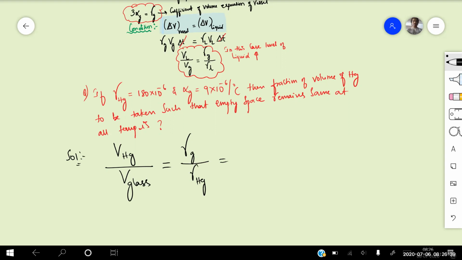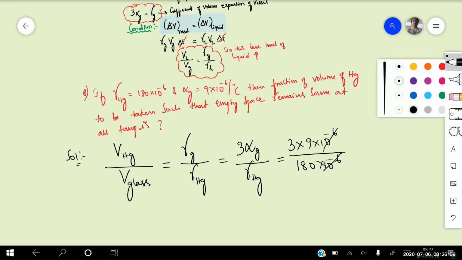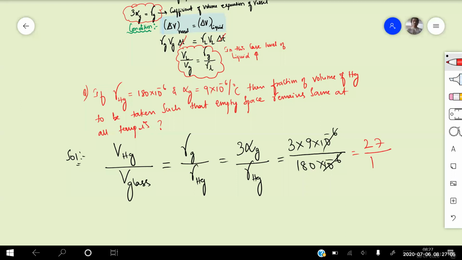So that is equal to gamma of glass, which can be taken as 3 times alpha of glass, divided by gamma of mercury. So that is equal to 3 into alpha of glass, which is 9 into 10 to the power of minus 6, divided by gamma of mercury, which is 180 into 10 to the power of minus 6. If I simplify for the given condition, it comes out to 27 divided by 180. 3 nines are 27, so 27 divided by 180. This will be approximately 3 by 20, which is approximately equal to 1 by 7.